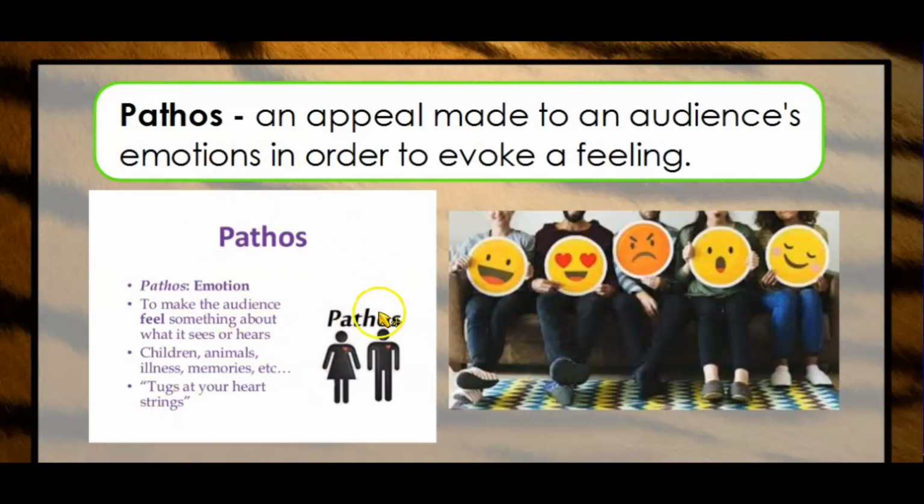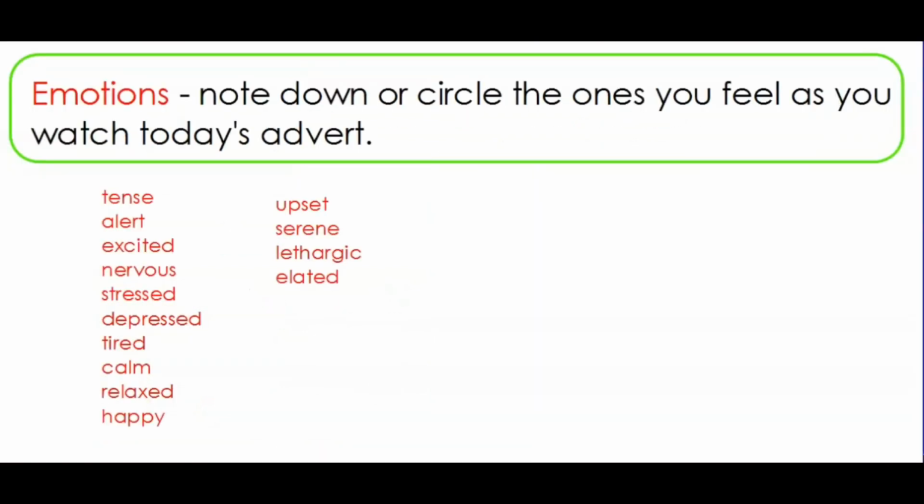So pathos is one of the main techniques used in adverts, designed to create a strong feeling in the audience. But how does it work? Today we're going to look at pathos in action and see how effective it is in persuading the audience, or in other words, in this case, us. So we're going to start by thinking about emotions.